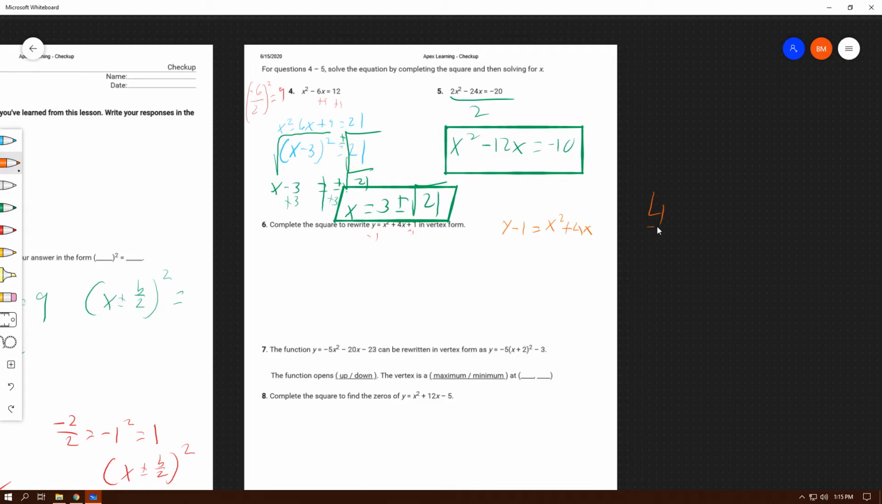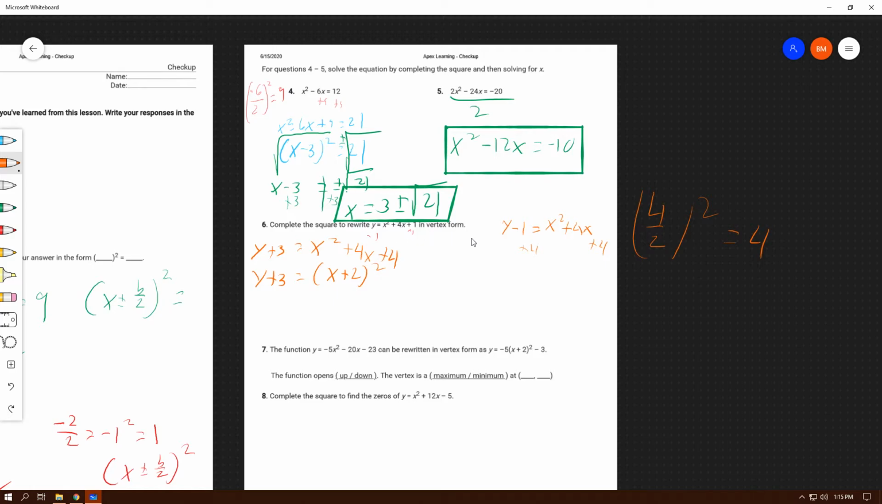I can take that 4 divided by 2 and then I square it, right? So I'm going to add 4 to both sides. I'm going to rewrite it over here now. So I have y plus 3, right? Because it's going to be negative 1 plus 4, so it's going to be plus 3, equals x squared plus 4x plus 4. I know I can change that right side to be an x plus 2 quantity squared.